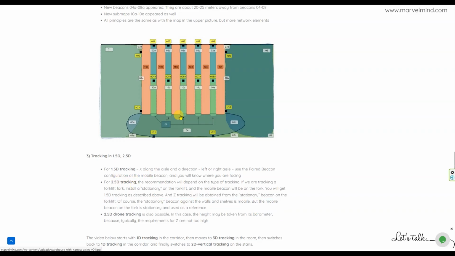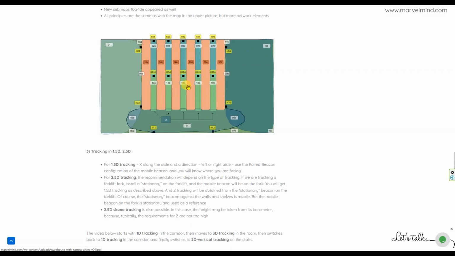2.5D tracking for the forklift is also possible, but instead of a barometer, you have Z tracking against the stationary beacon on the forklift itself. So of course, against the walls, the stationary beacon on the forklift is not stationary, it's moving. But for the mobile beacon on the fork, it's stationary. So you get the coordinate from there. So it's typical, and we use the same approach for cranes tracking, for example.